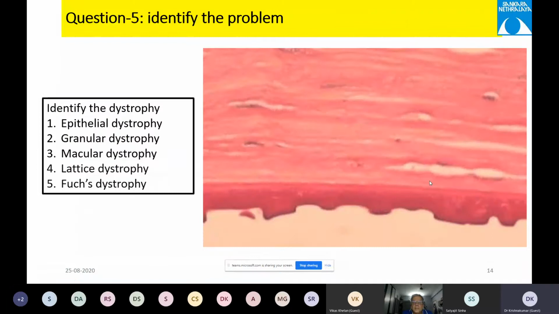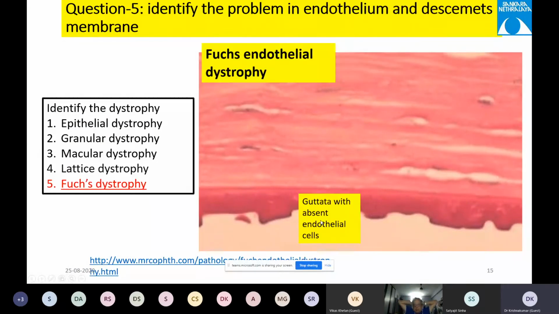Then, what do you think this is? This is a portion of cornea showing the stroma and the Descemet's membrane. Something is wrong here. What do you think this is? Let us see the answer. This is going to be Fuchs dystrophy of the cornea. Here you find the Descemet's membrane is very much thickened. You find guttata, and the endothelial cells are atrophic or absent here.